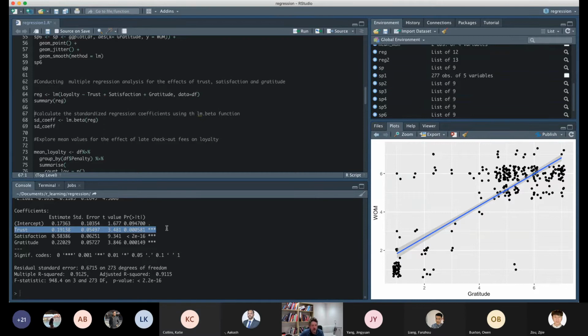That's the first step. And you see here, that's this last column, and then the asterisk is as well. And you see, okay, trust has a significant effect on loyalty. So we know now that there is some kind of relationship between trust and loyalty. And then what's the second step?